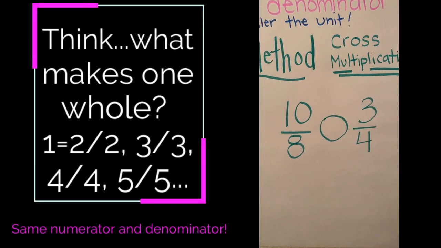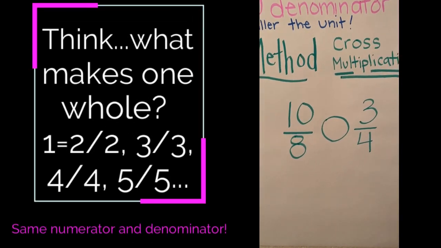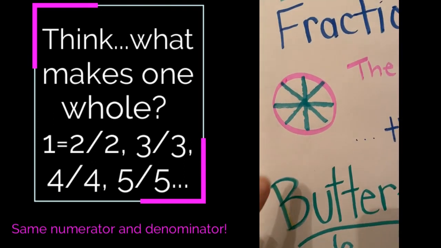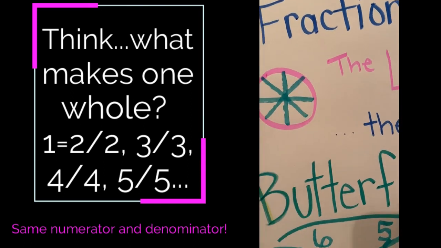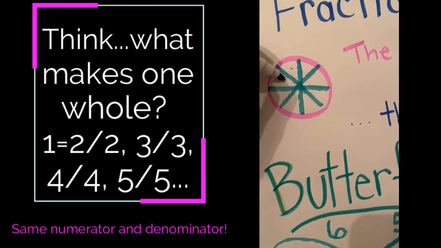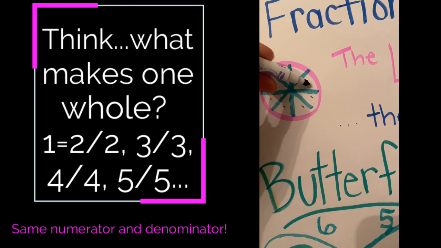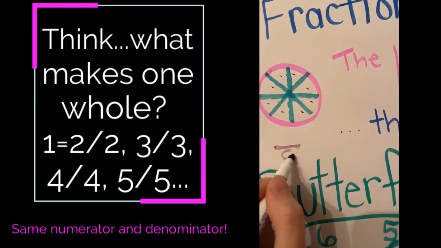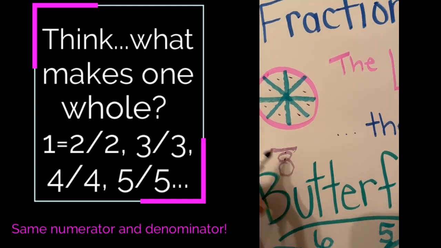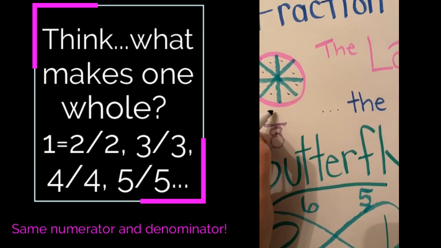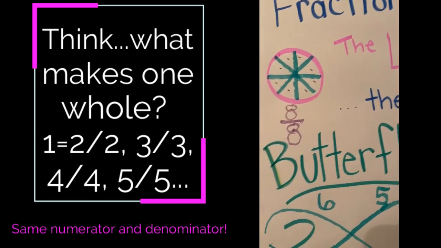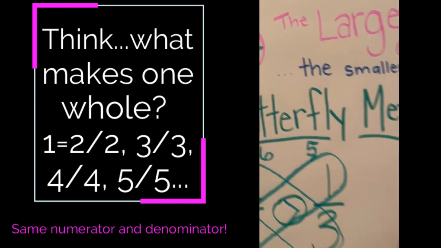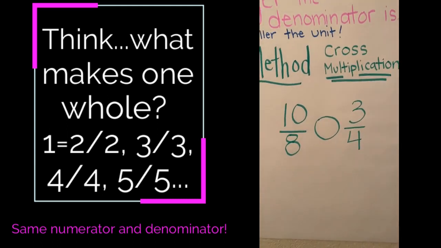Another helpful tip to remember is what makes one whole. So if I look at my example up here again, and I divided this into 8 pieces, so I have 1, 2, 3, 4, 5, 6, 7, 8. My denominator would be 8. If I shaded in all of this, I would have 8 eighths, which equals 1 whole. So keep that in mind when you are also comparing fractions.